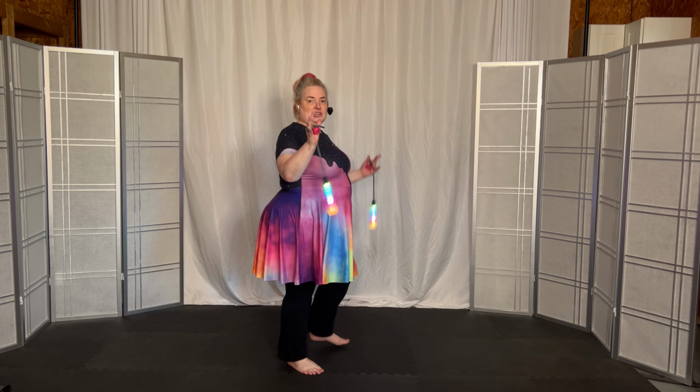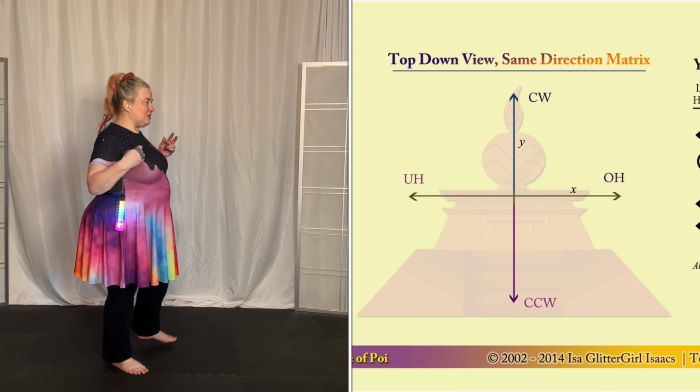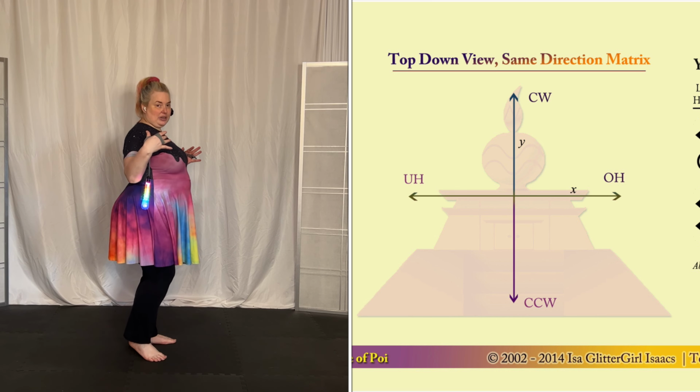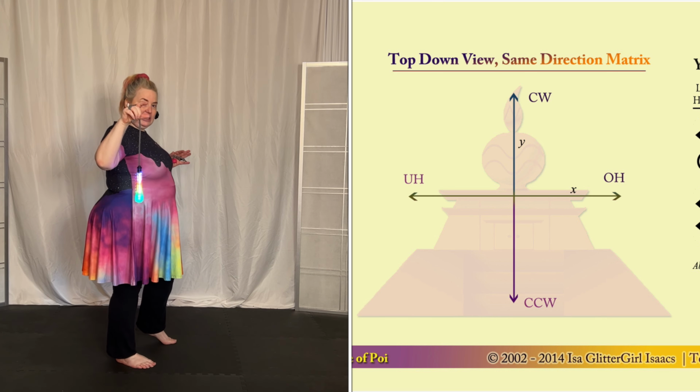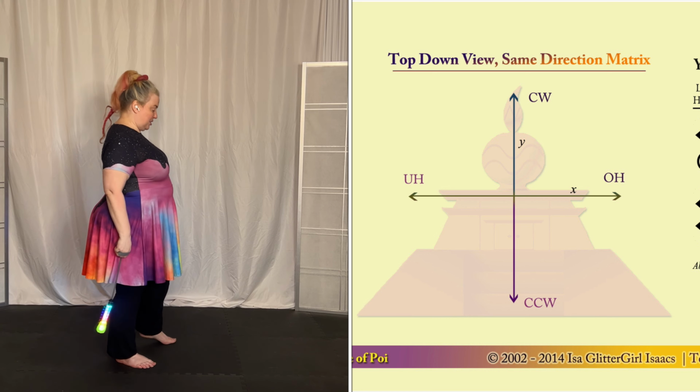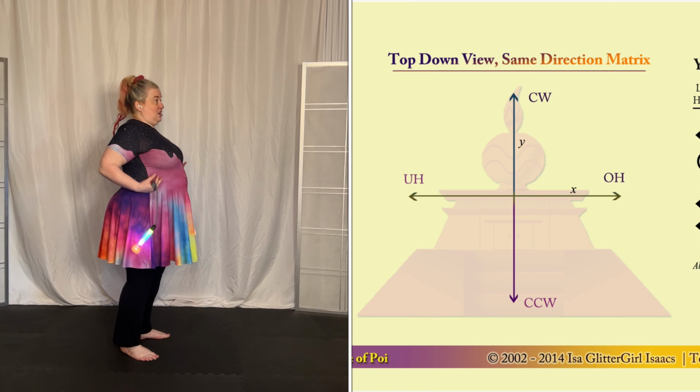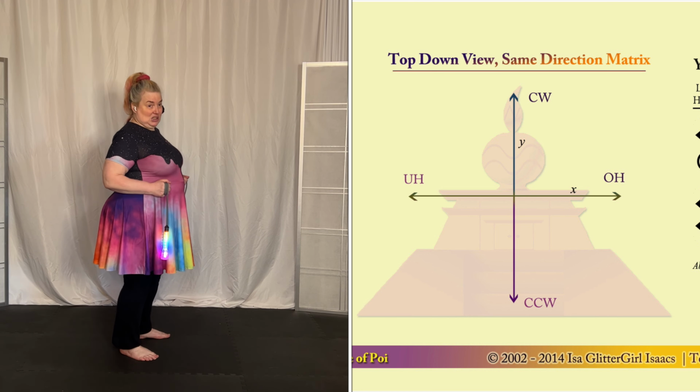If you were to look at the matrix top down, I'm going to be the three-dimensional side view of the matrix, but what you're looking at on the image is the top-down view. The crosshair in the center is me. I'm that center point where the X and Y axis meet.